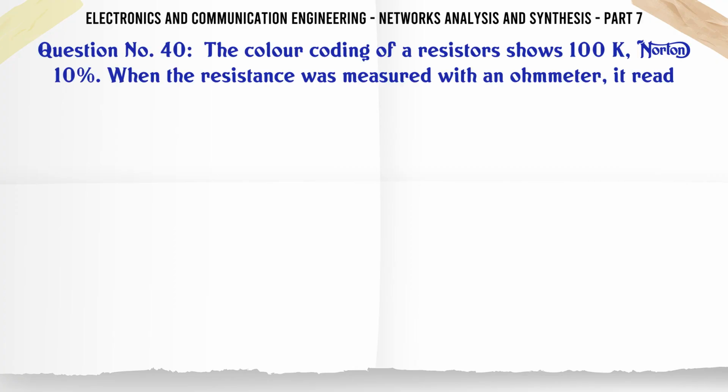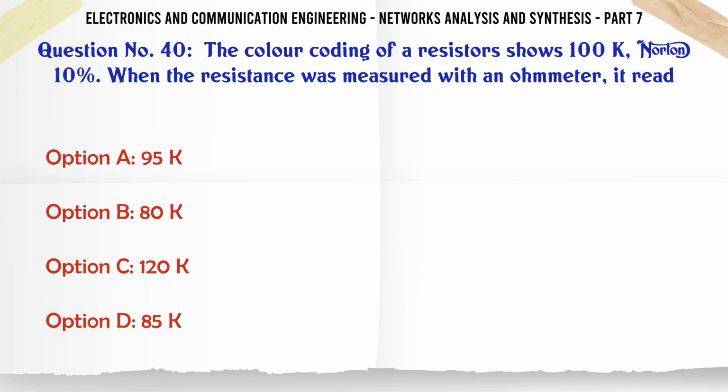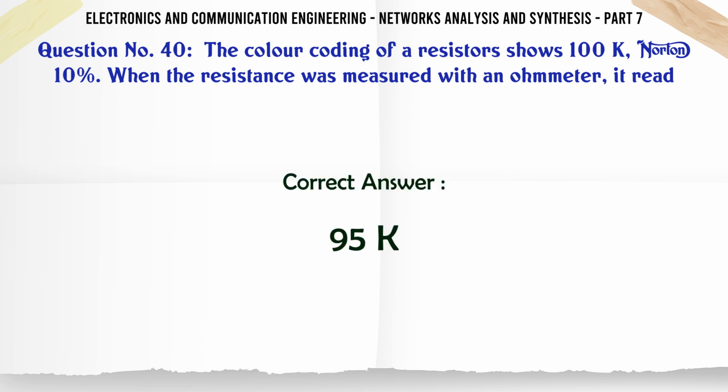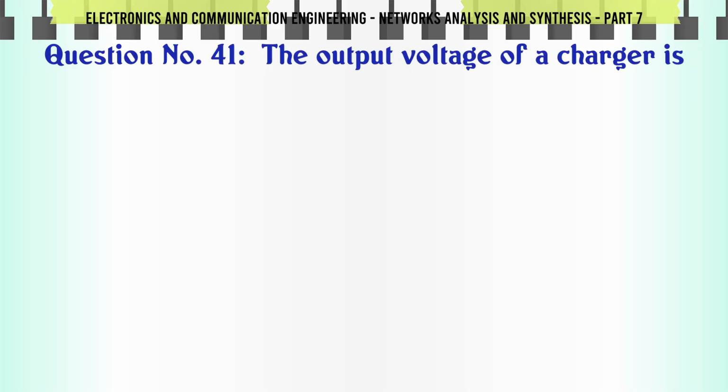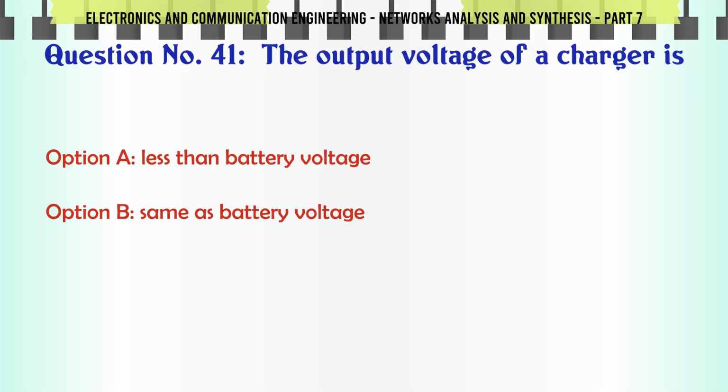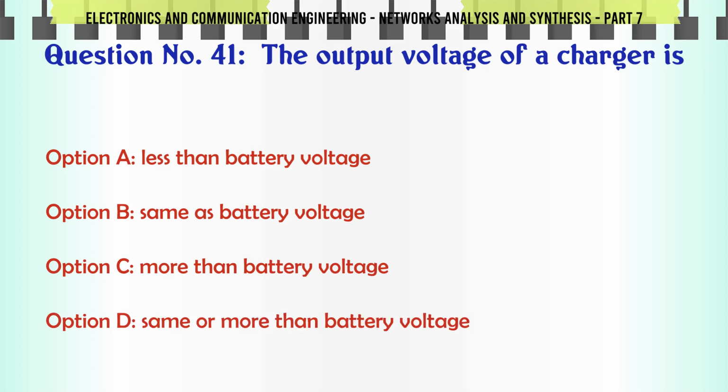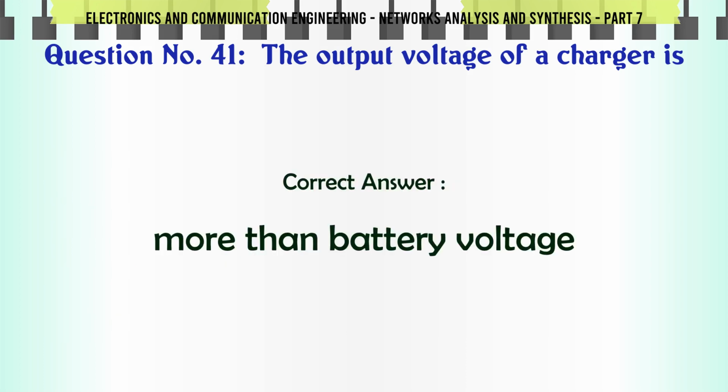The color coding of a resistor shows 100K. When the resistance was measured with an ohmmeter, it read A 95K, B 80K, C 120K, D 85K. The correct answer is 95K. The output voltage of a charger is A less than battery voltage, B same as battery voltage, C more than battery voltage, D same or more than battery voltage. The correct answer is more than battery voltage.